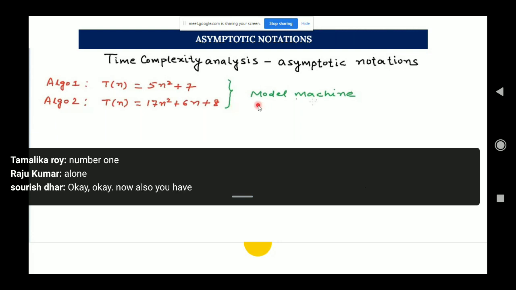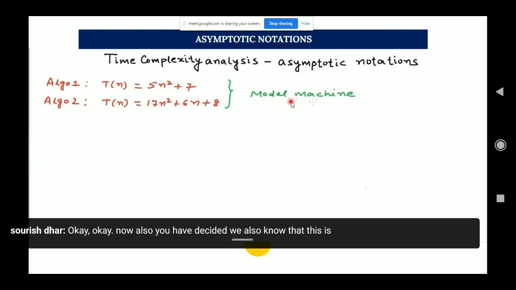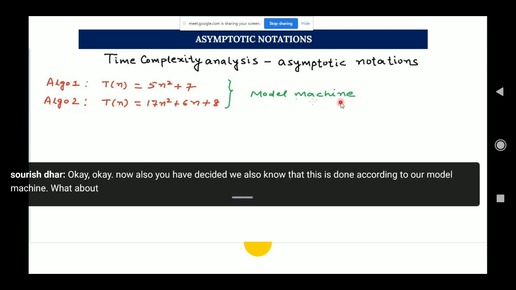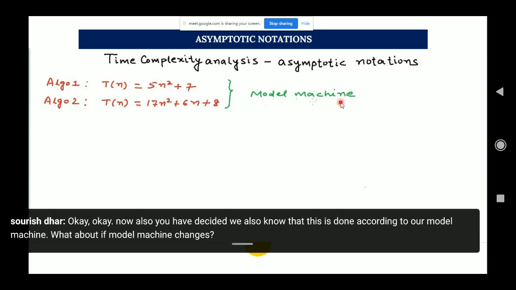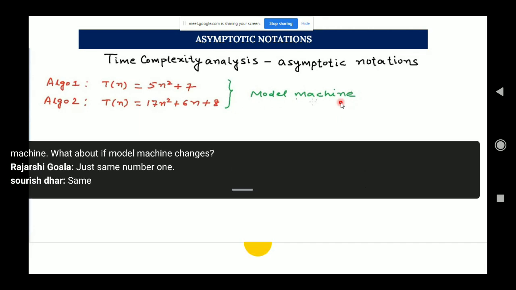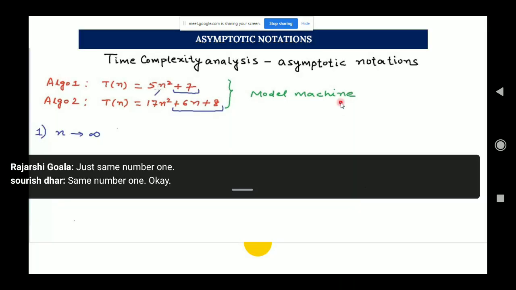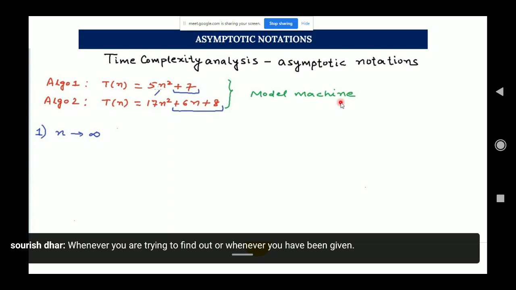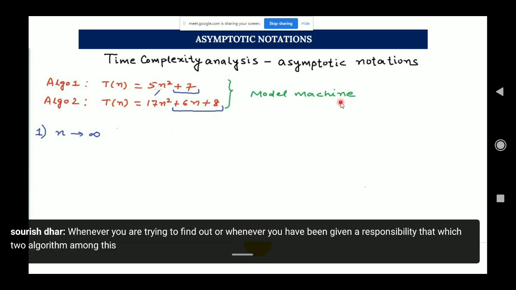We also know that this is done according to our model machine. What about if the model machine changes? Same, number one. Whenever you are given the responsibility of finding out which of two algorithms is better, there are certain rules.